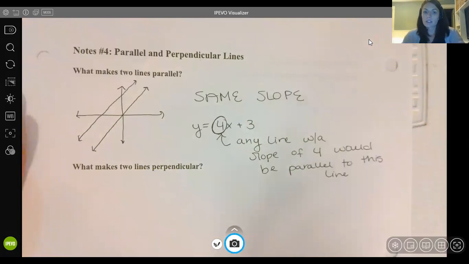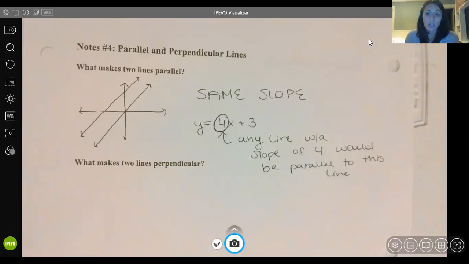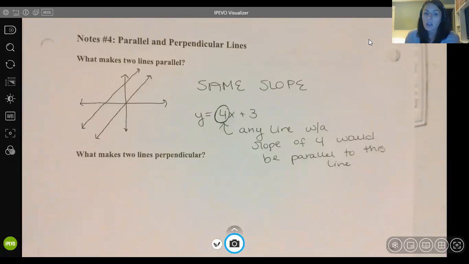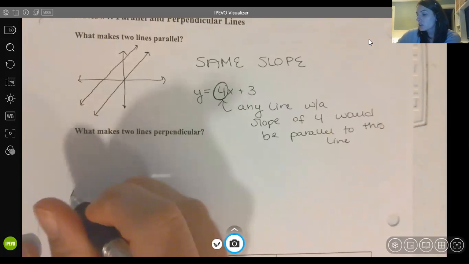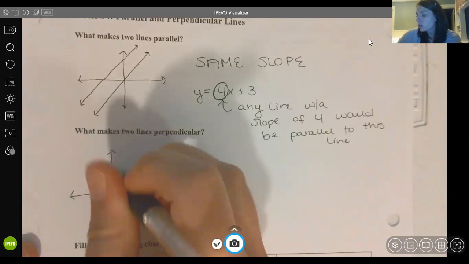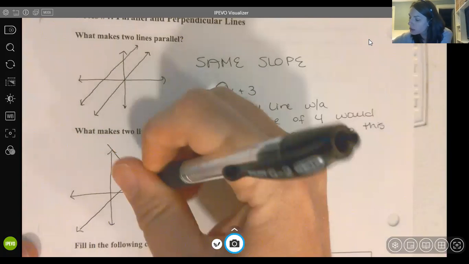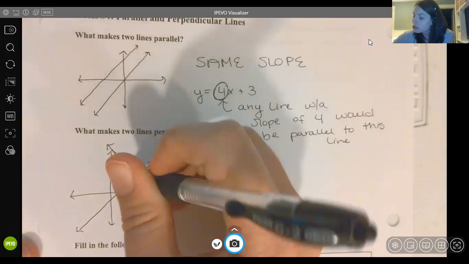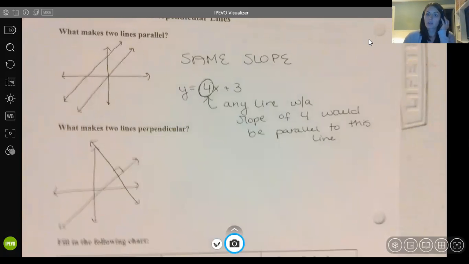So let me write down perpendicular and see if I can maybe change my screen share to show you this in Desmos. When we think of perpendicular lines, they are intersecting. So here's a line, and perpendicular lines on our graph are intersecting at a 90-degree angle. So there's an example of perpendicular lines.